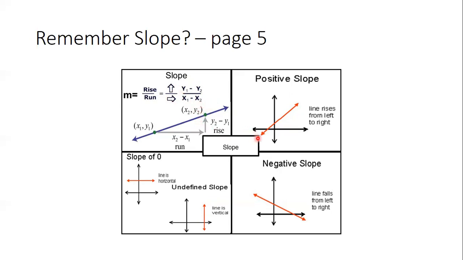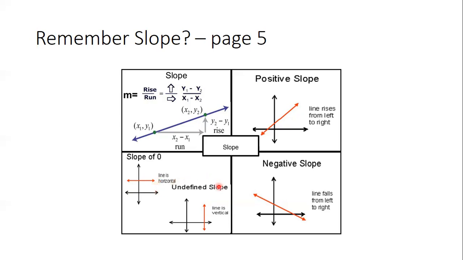You have 3 types of slope. You have a positive slope. Your positive slope line rises from left to right. It's just like we read books from left to right, we read a graph from left to right. Okay. You have a slope of 0. Slope is horizontal. Think about it on a treadmill. It's at 0, right? No incline.